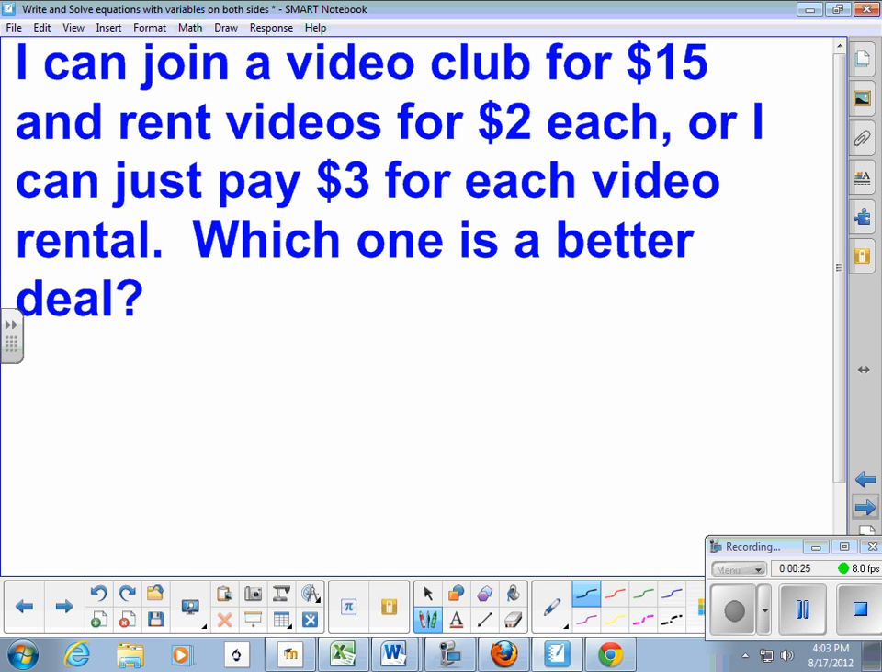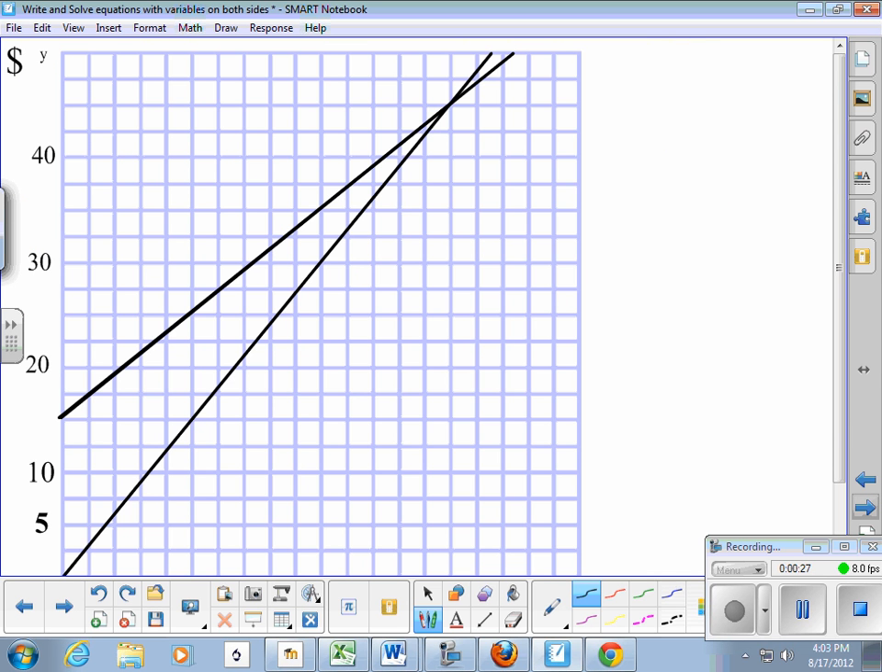If I graph those two, in one case, I pay $15 and then it goes up $2 for each DVD I rent. In the other case, there is no initial fee, but I pay $3 for each video.